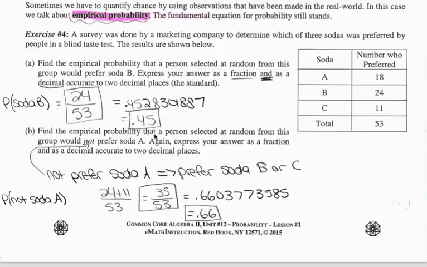So then we're going to find the empirical probability that a person selected at random from this group would not prefer soda A. So what does that mean? To not prefer soda A. That means you're going to prefer soda B or C. So when we find our probability of not soda A, I'm going to come to my table and find not A, but B and C. That's 24 and 11. We're going to add up all those people that do not prefer soda A and divide by our total. So our reduced fraction is 35 over 53. And when we divide on the calculator, we get this decimal, which would round to 0.66, which is about 66% of our data set of 53 individuals.